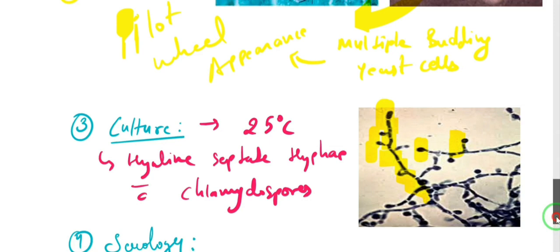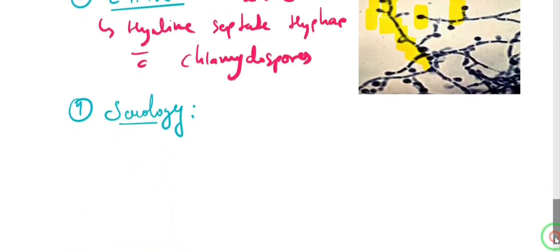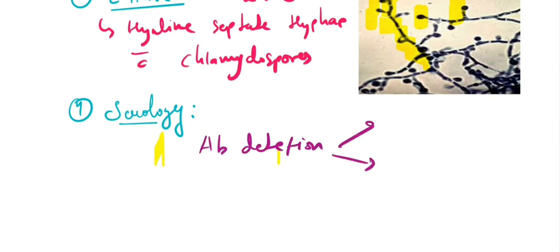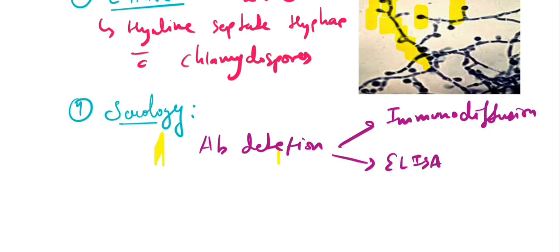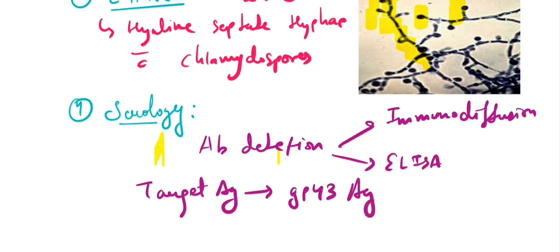Right. And then what else can you do? You can do serology, antibody detection. Right. So we can do antibody detection by immunodiffusion test. And in some cases, ELISA is also done now, and the target antigen here is glycoprotein 43 antigen. Okay, this is the antigen of the fungus that we are targeting in case of serology.